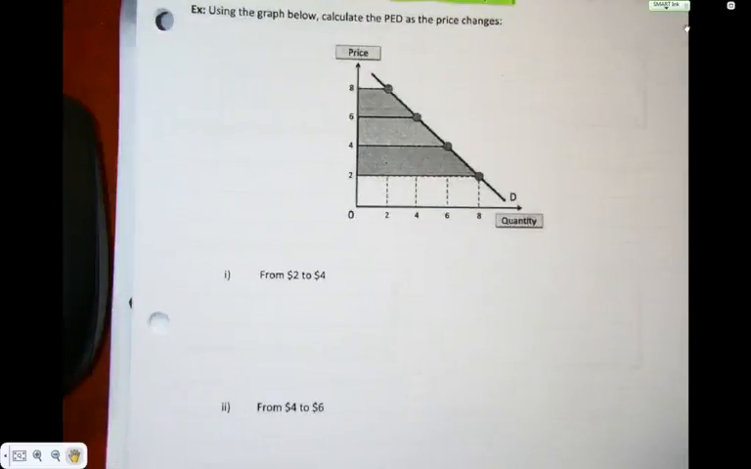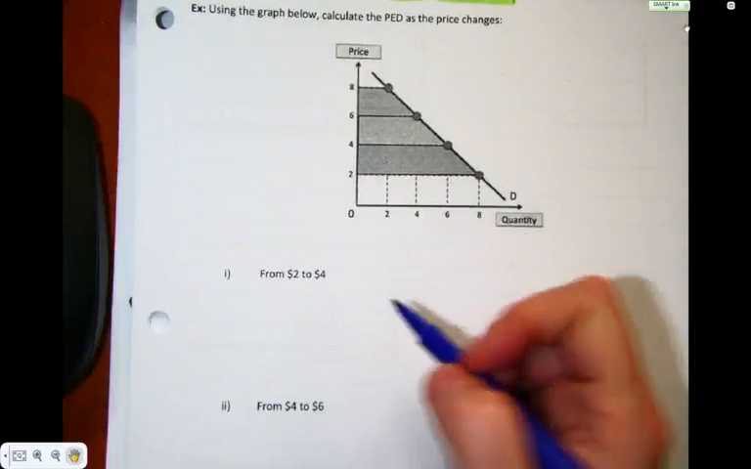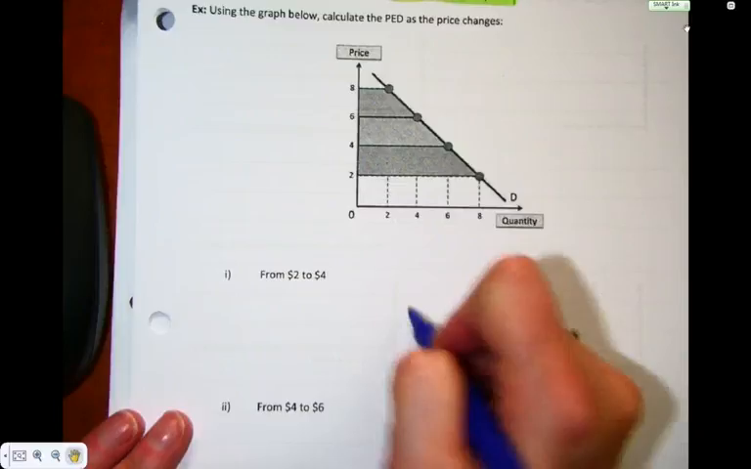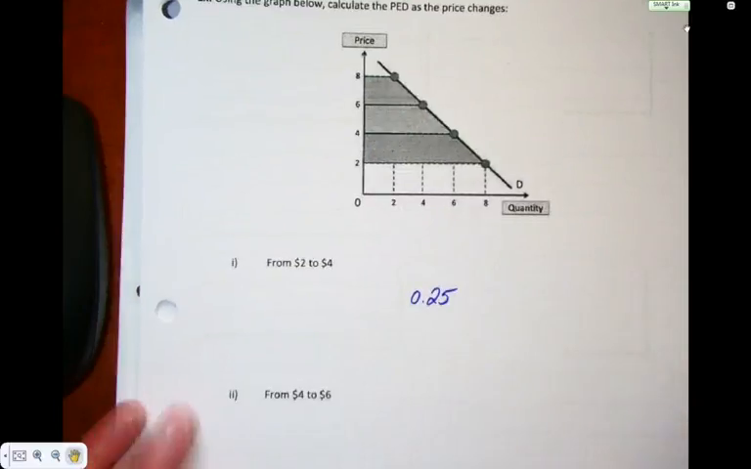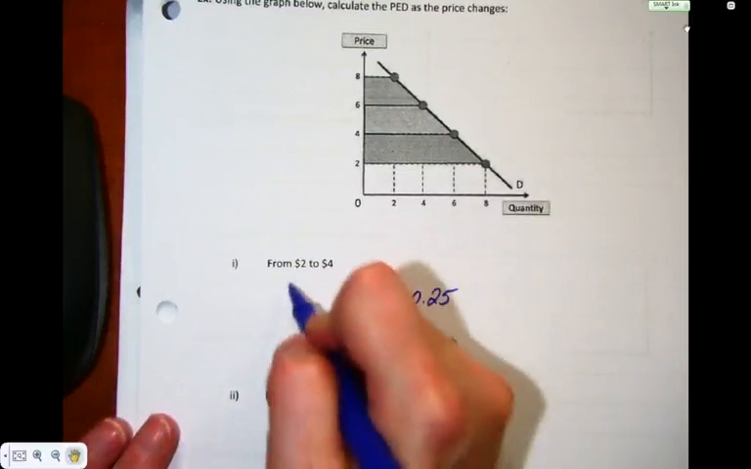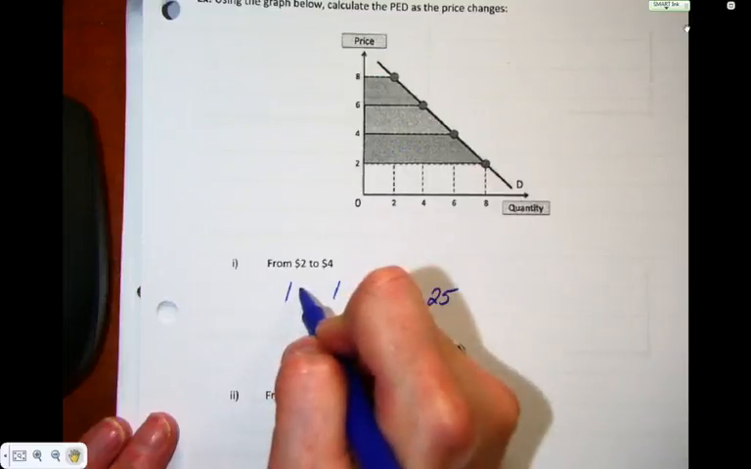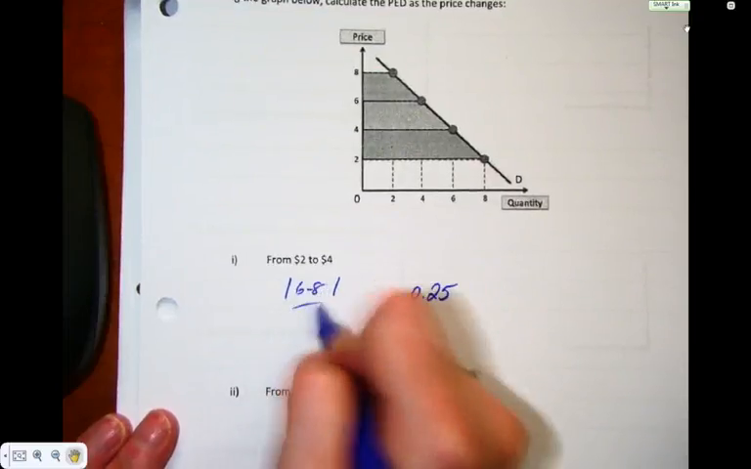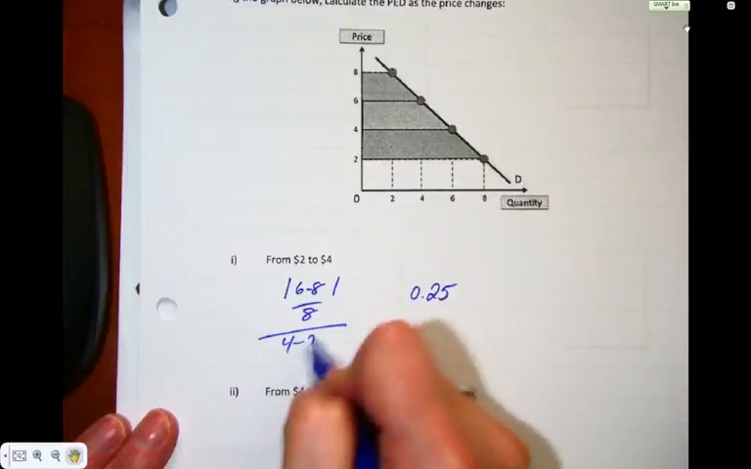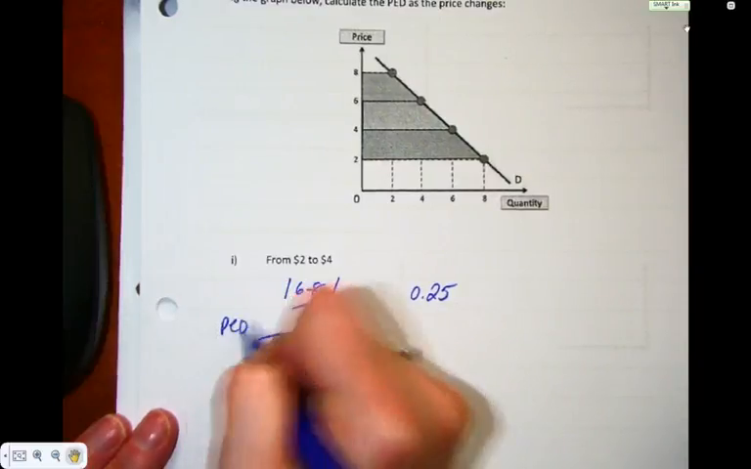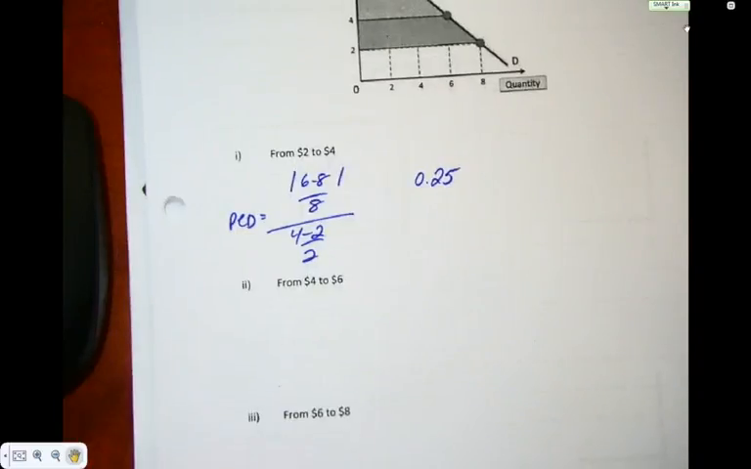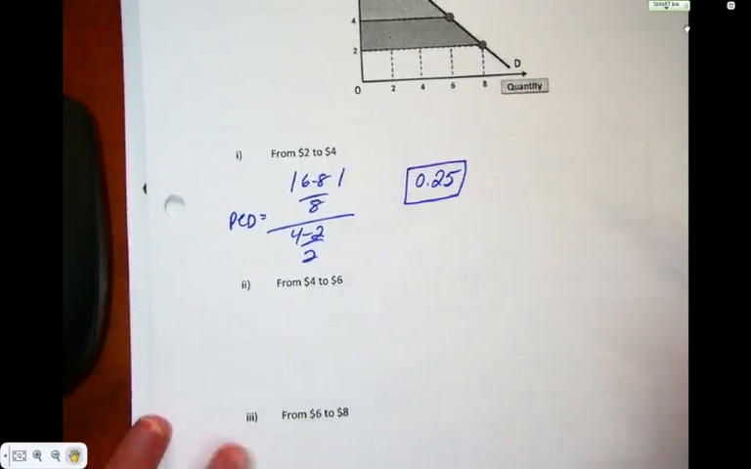Next one. Okay, and just tell me where that came from. So what did we have on the top? Ooh, I almost got that. Tell me what this number means.